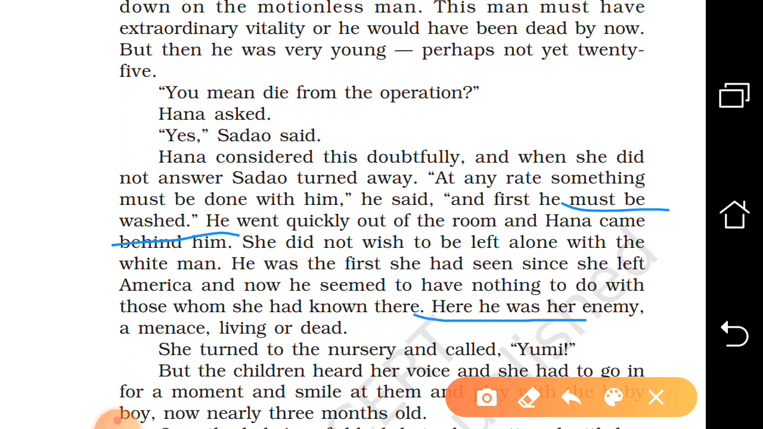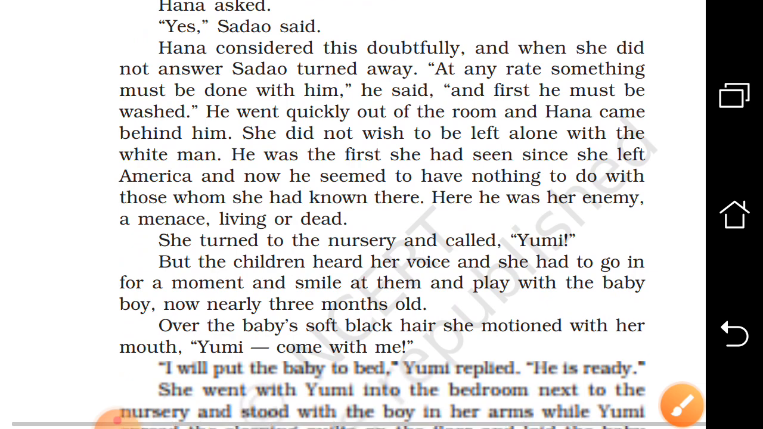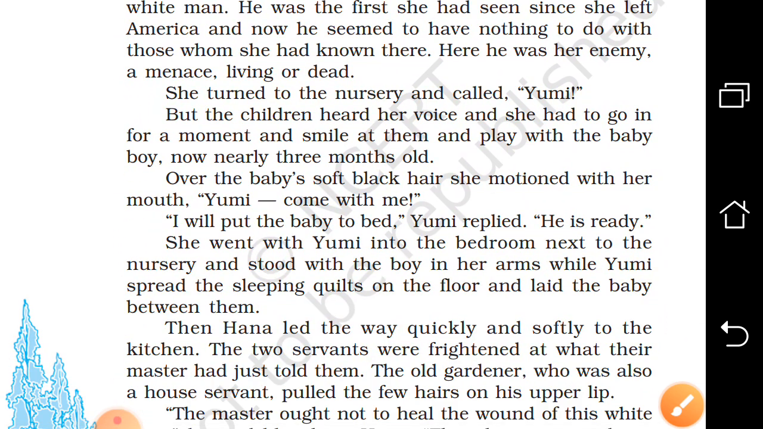Another line, dear children: even the doctor's wife considers that person as her enemy, a menace, a threat, living or dead. Whether he is a living person or a dead person, the prisoner of war is a threat for both the doctor and his wife. So it is very clear that both the doctor and his wife were true patriots, but they decided to treat the prisoner of war.